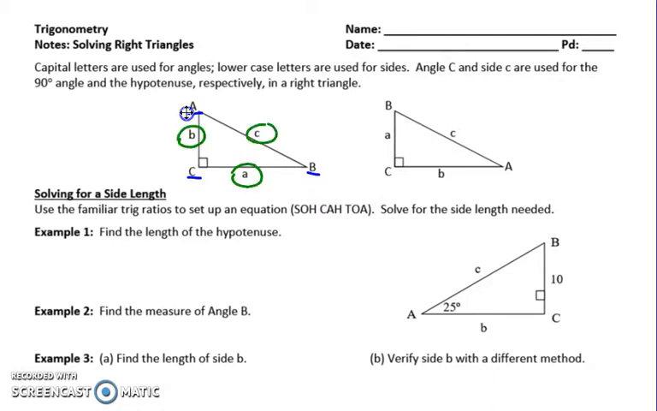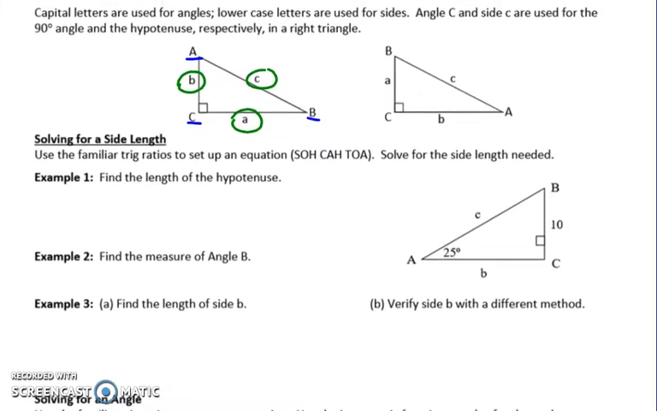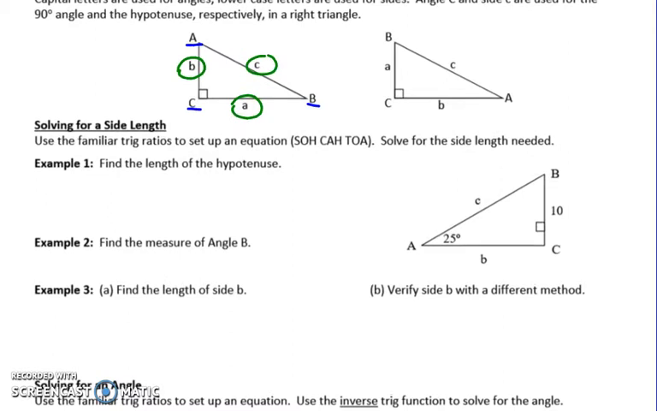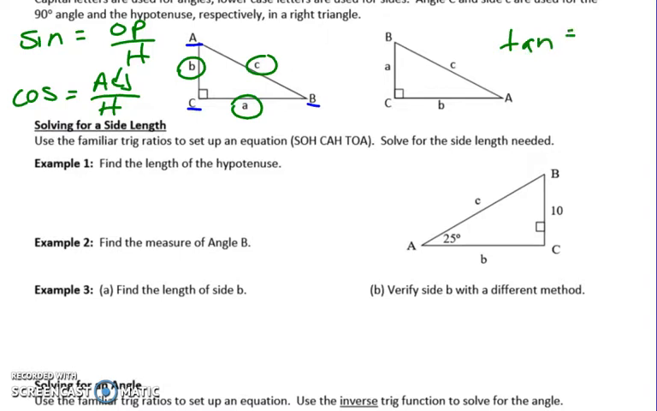And it's always opposite. So the angle and the side are opposite of one another. In order to solve right triangles, you need to be familiar with SOHCAHTOA. So sine being opposite over the hypotenuse, cosine being the adjacent over the hypotenuse, and tangent being opposite over the adjacent.